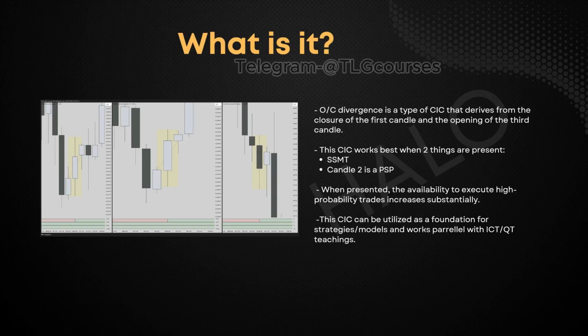This cracking correlation can be utilized as a foundation for strategy/models and works parallel with ICT/QT teachings. Yes, this strategy is basically a cookie cutter version of what they taught in QT mentorship and what ICT mentioned in a lot of his order block videos, in a lot of his rejection block videos. This is basically what it is, right? Now, of course, ICT never called it this directly, nor did he use PSPs at all. But in reference to structure and already formed candles, this is pretty much as close as you can get to those teachings without directly diving deep into what ICT taught, right?